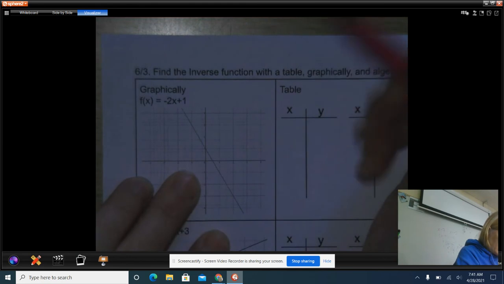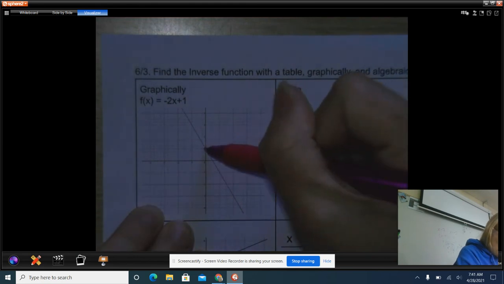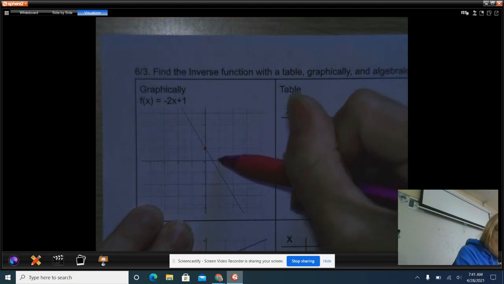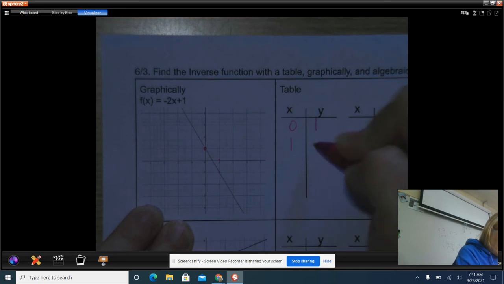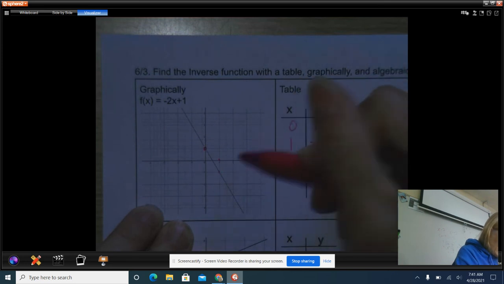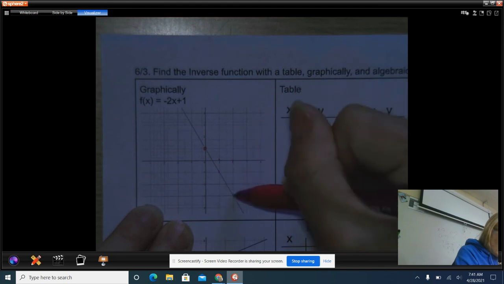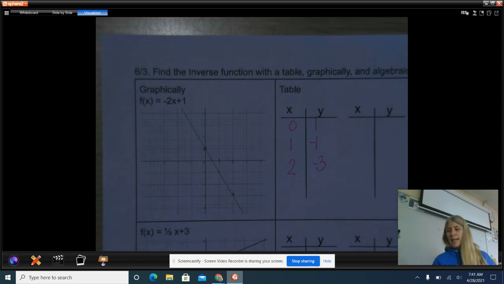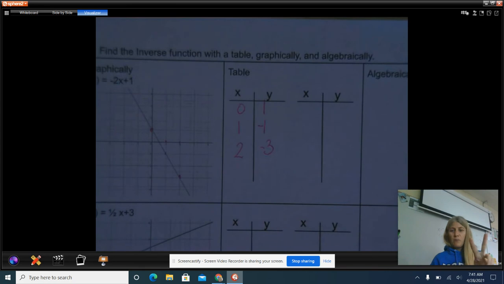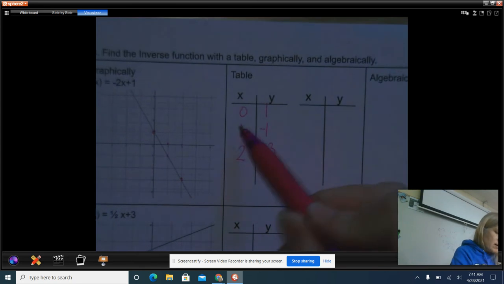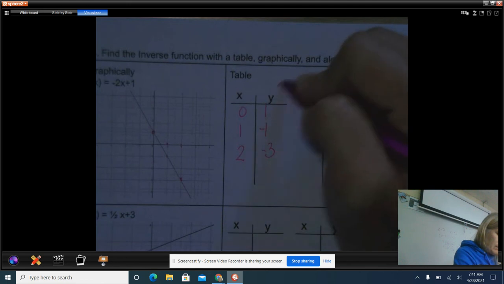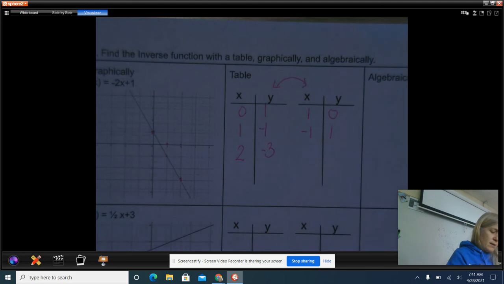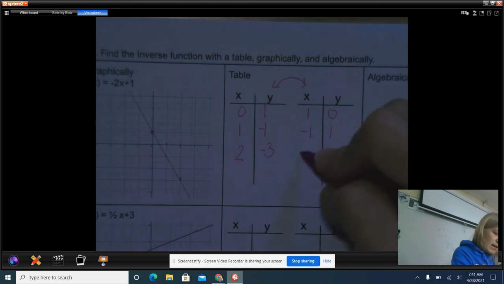We have the point 0, 1, and we have the point 1, -1, and we have the point 2, -3, okay, and that should be enough. Now, it's really nice when we find the inverse with a table, we simply switch the x and the y. So the 0, 1 becomes 1, 0, and then 1, -1 becomes -1, 1, and the 2, -3 becomes -3, 2.